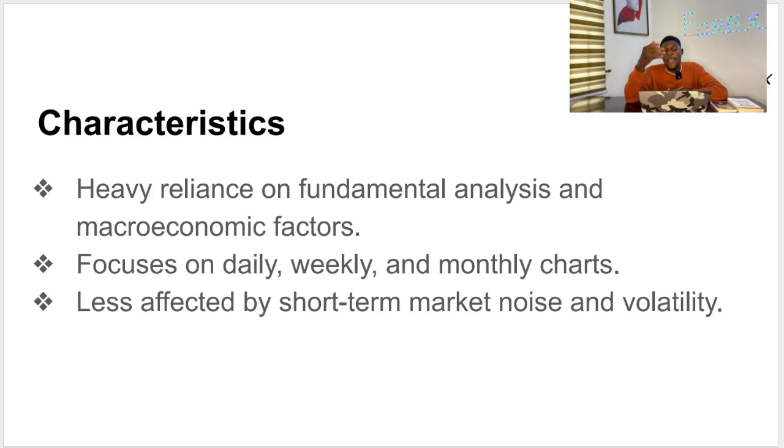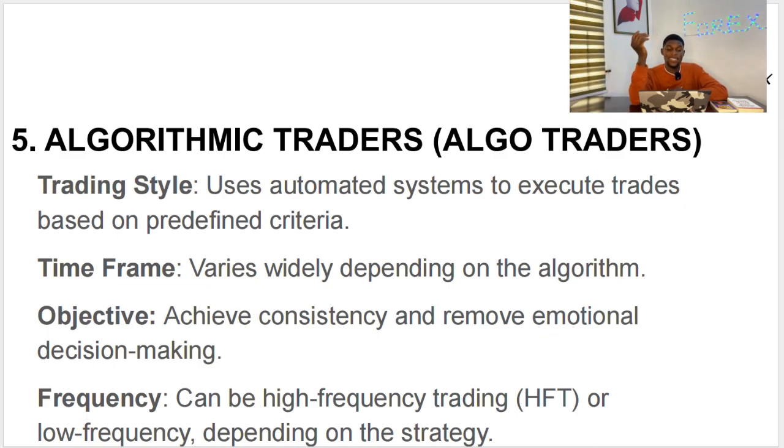Now, what are the characteristics? Heavy reliance on fundamental analysis and macroeconomic factors. They focus on daily, weekly, monthly charts. They are less affected by short-term market noise and volatility. Algorithmic traders, you understand, their trading style: they use automated systems to execute trades based on predefined criteria. Their time frame varies widely, depending on the algorithm. Do you understand? So they achieve consistency and remove emotion from their decision making.